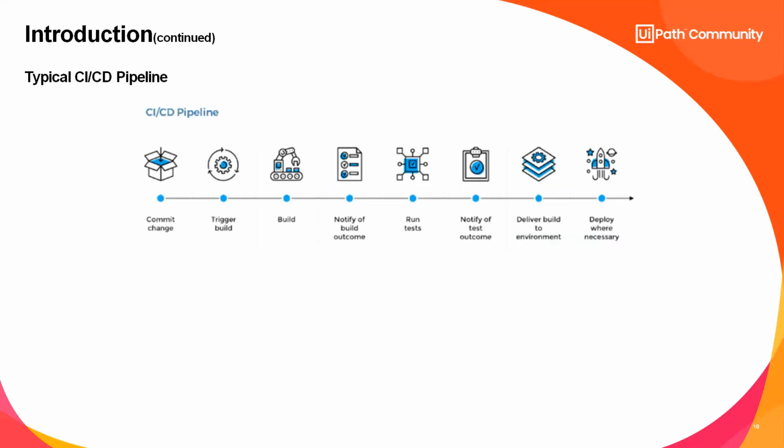So this is how a typical CI/CD pipeline looks. As a first step, the developer has to commit the change to the next level branches, and then an automated system will trigger the build, and then a build gets generated, and notifies the build outcome, whether the build was successfully generated or not. Then some tests will be run on the build, and the test outcome is notified to the team, and then the build is delivered to the next level of environments. So we need to deploy our code wherever it is necessary. Usually we have QA, UAT, and then production.